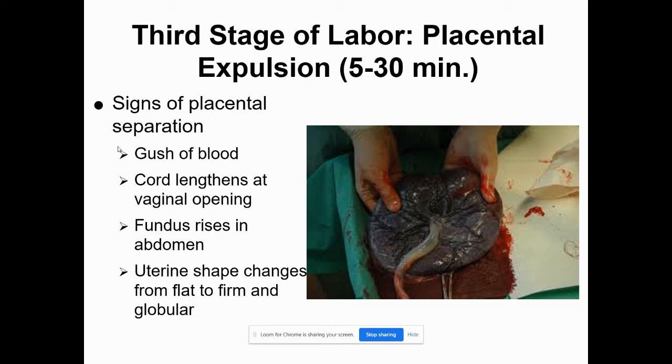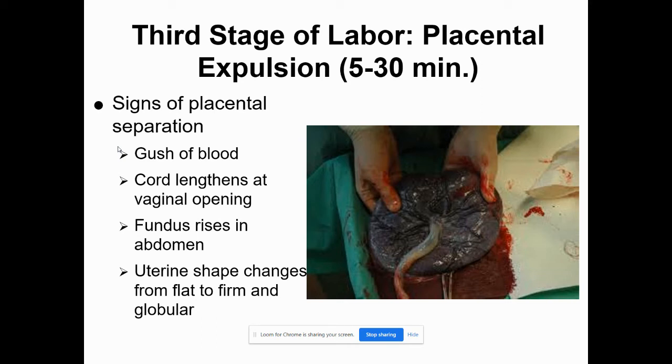Signs of the placenta separating are a gush of blood. Sometimes blood gets trapped behind the placenta and then is delivered suddenly before the placenta itself. The cord lengthening at the vaginal opening. The fundus may rise in the abdomen a bit as the placenta descends into the vagina. And the uterine shape will change from flat to firm and globular.